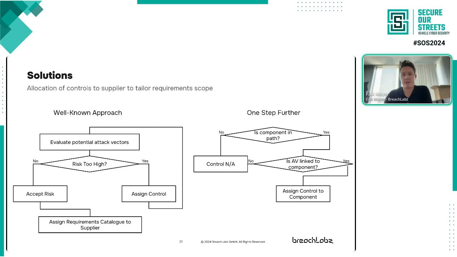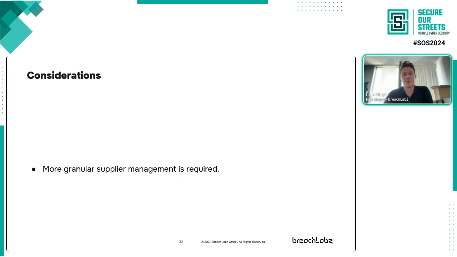But what if we go one step further? What if we ask whether the very component that we have allocated in the architecture is in my current attack path? And then again, is the attack vector that I have allocated to my step also linked to my component? Only then does the control really have to be allocated to the supplier and therefore added to the requirement scope. Of course, more granular supplier management is required, and I'm happy to discuss all of those considerations later with you.